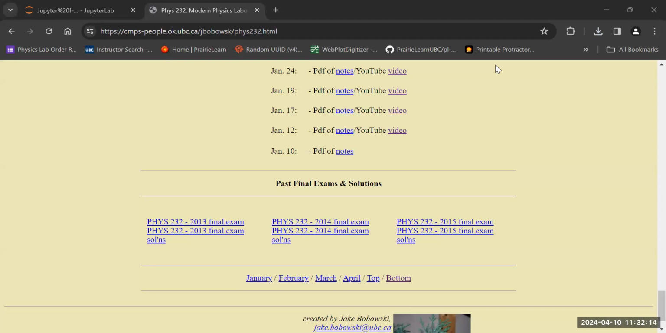If you flip through this, the very first thing we did at the start of the term was Fourier series. And so here's our Fourier series question.